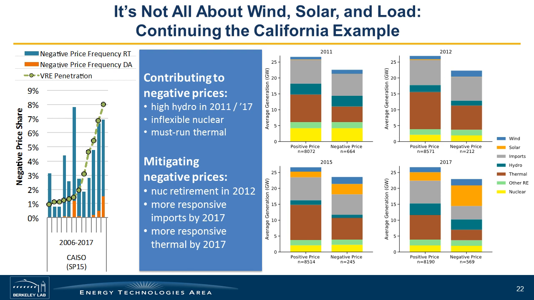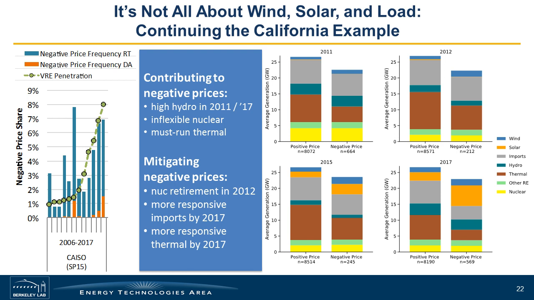But now, if you go to 2017, we see a lot more solar that's coming online, and we see that the hydro is again somewhat high. So we're seeing some negative pricing occurring. But now we have less nuclear plants online, so we see that sort of mitigates the negative pricing to some degree. We also have much more responsive thermal plants and imports.